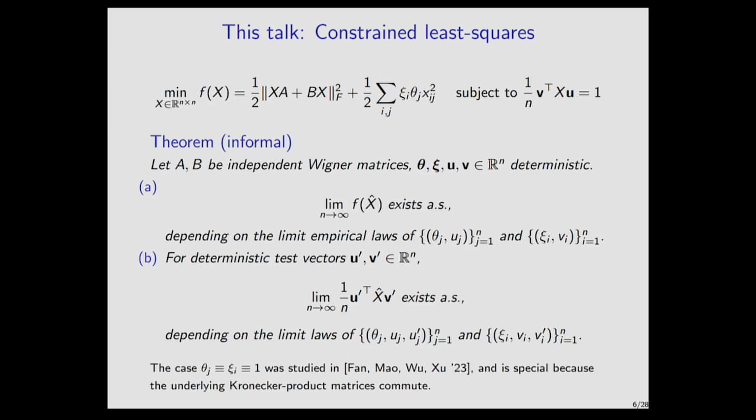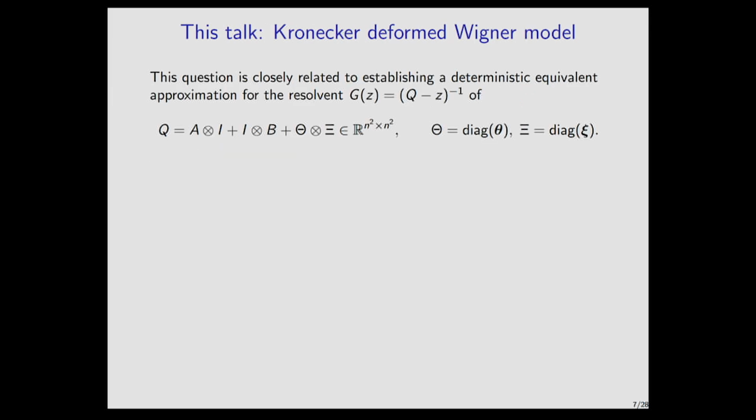Because this problem is purely quadratic, a quadratic optimization subject to a linear constraint, you can write down explicitly the solution to the problem. And you'll see that the analysis of this question is very closely related to trying to understand the resolvent of a particular random matrix. And the random matrix looks something like this. I'm going to refer to this as a Kronecker deformed Wigner model.